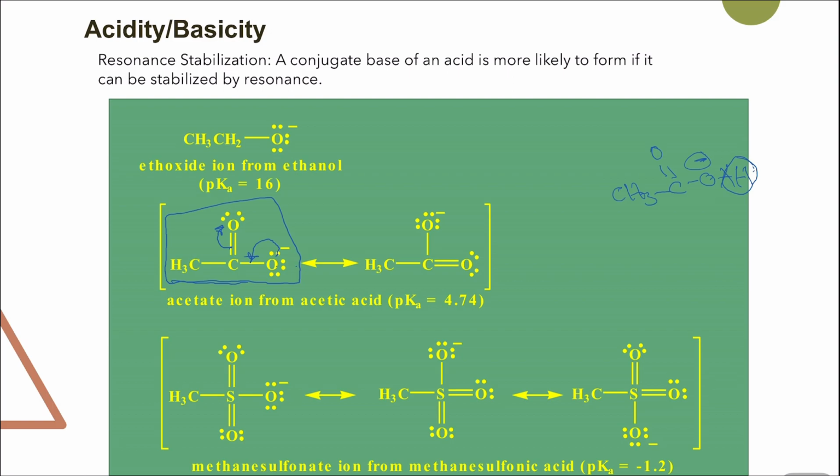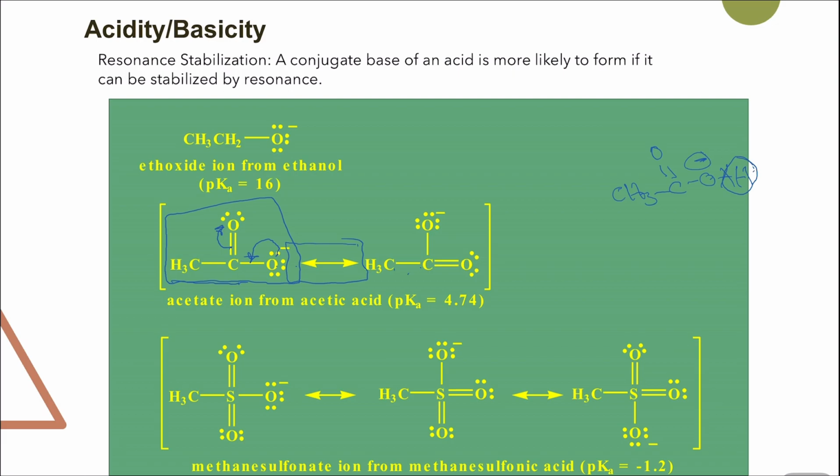So now you have one negative charge that is distributed between two different atoms. So the conjugate base formed is actually more stable, because now not only one atom will have the negative charge all the time, but it will be distributed between two different atoms. So this is the arrow which we draw between the different resonating structures we have.